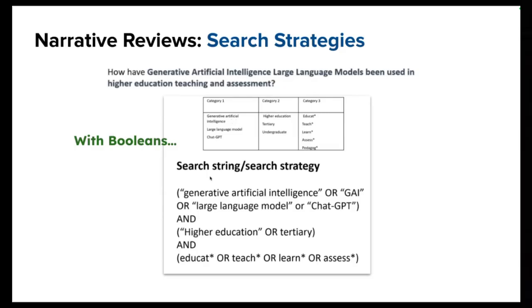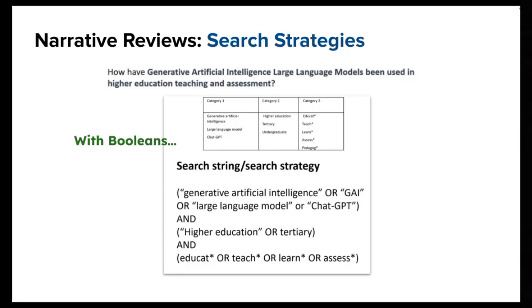And then down the columns you use OR, and across the columns you use AND. So ultimately you can find a whole bunch of different combinations. You might find some papers talk about generative AI in undergraduate and then assessment, and then other ones talk about ChatGPT and tertiary and education and so on. So that's where Boolean operators can be really helpful.